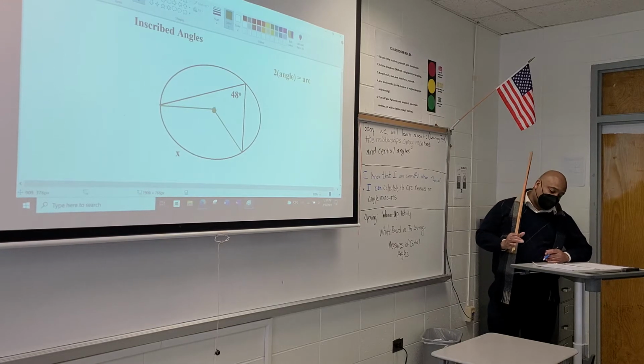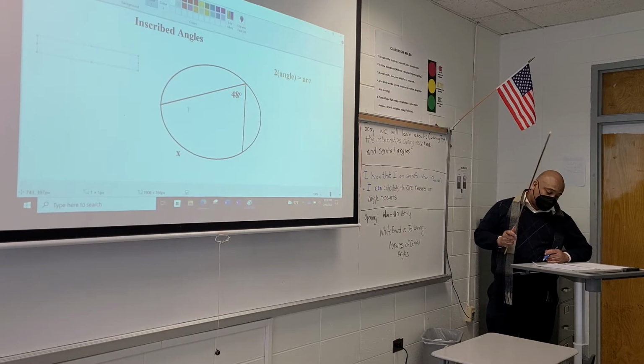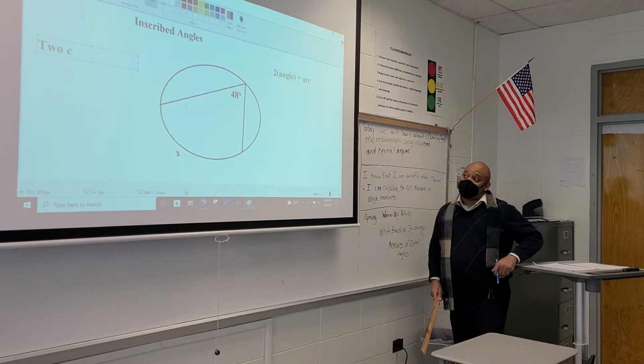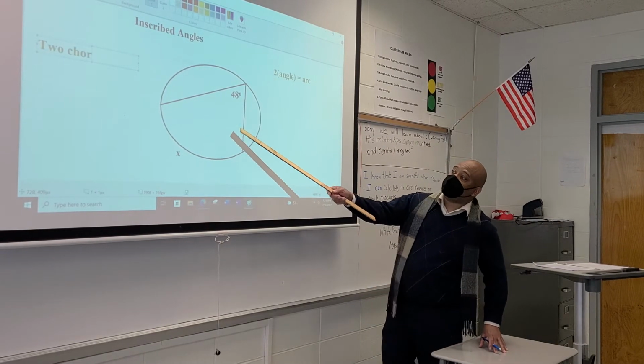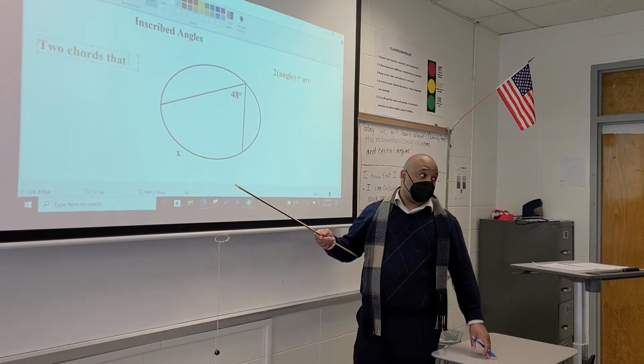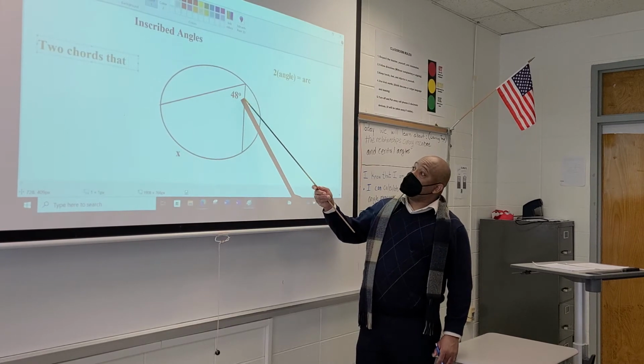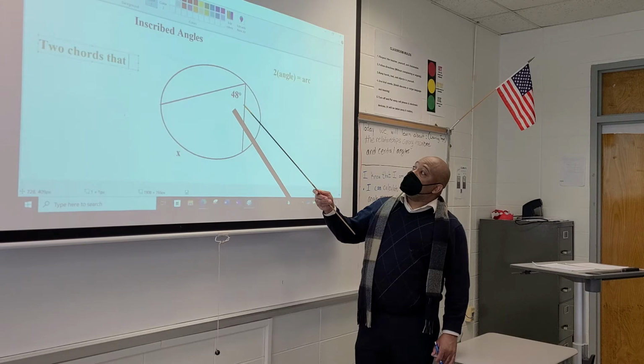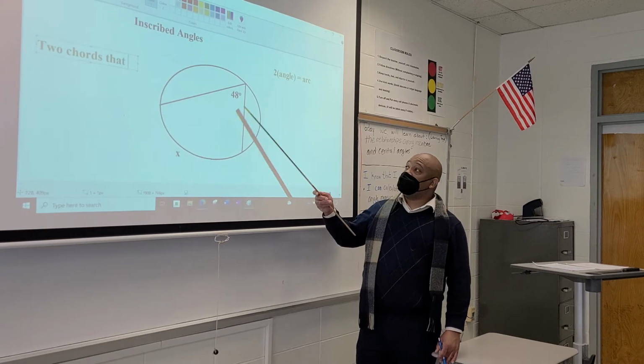So let me give you the better definition that you can write down for the inscribed angle. It's two chords that intersect and have a vertex on the circle at another point, and the angle creates an arc. What we know about central angles is that the degree of the angle and the arc have the same measurement. But for the inscribed angle, the arc is 2 times the measurement of the angle.